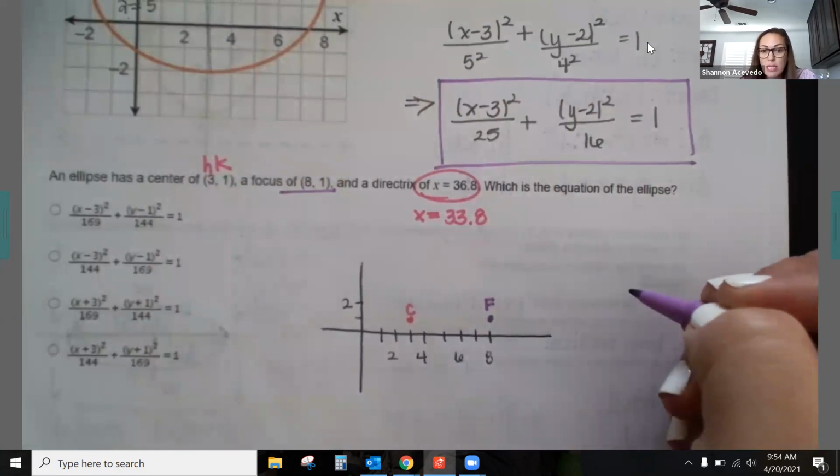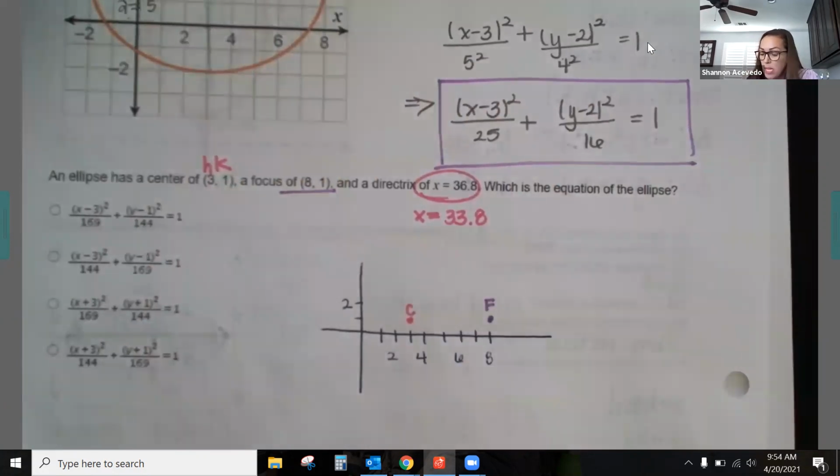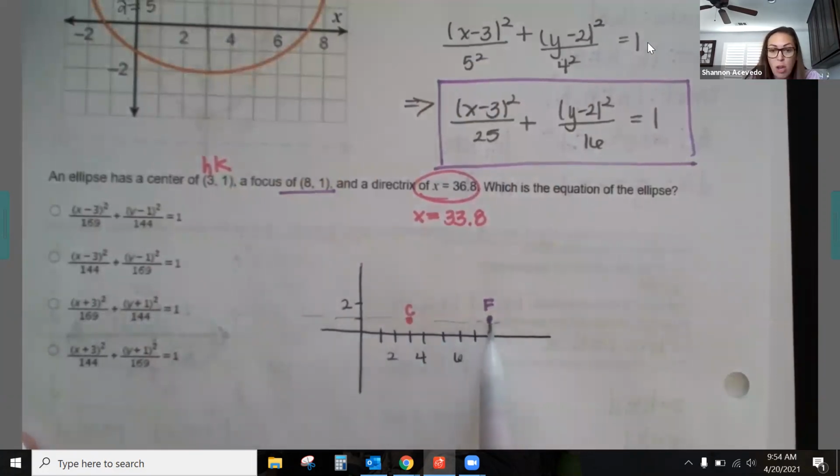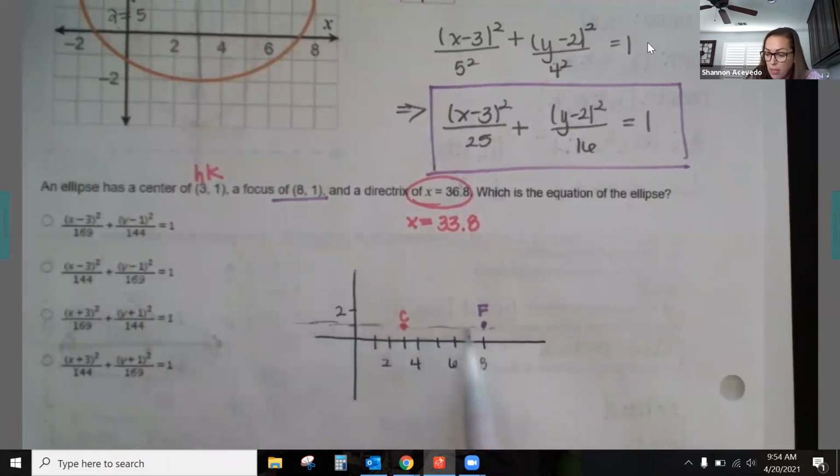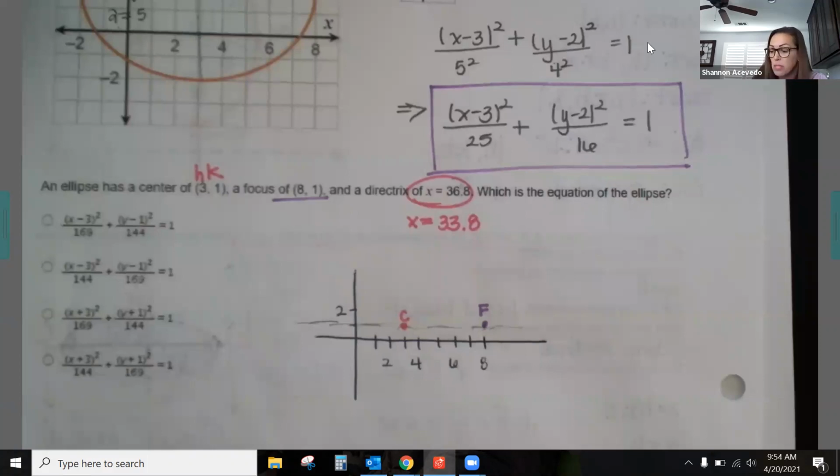Okay, so if my focus is at 8, 1, then that means that my major axis has to be going this direction, right? Because my focus has to be on the same line as my major axis. So my focus and my center have to be on my major axis, which means I'm going to have a horizontal ellipse.